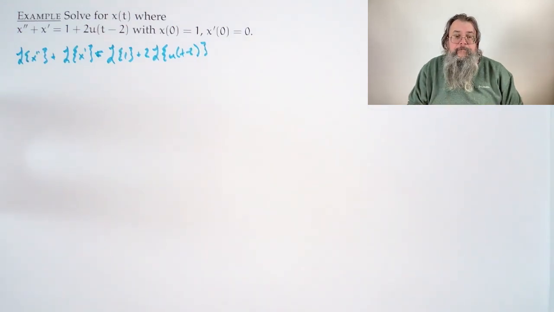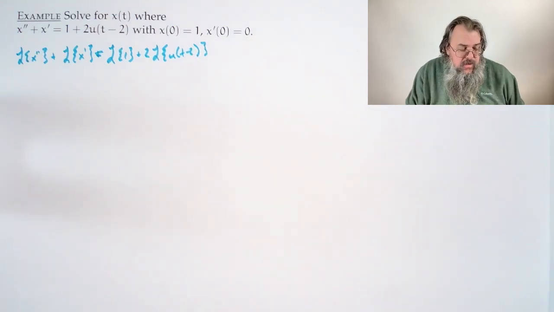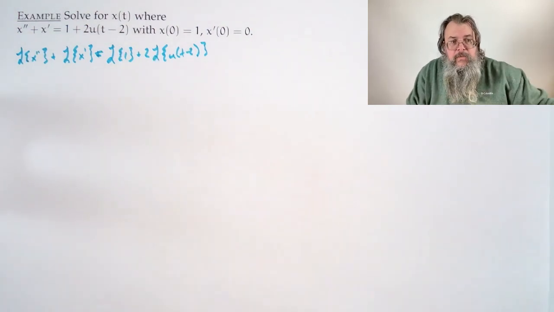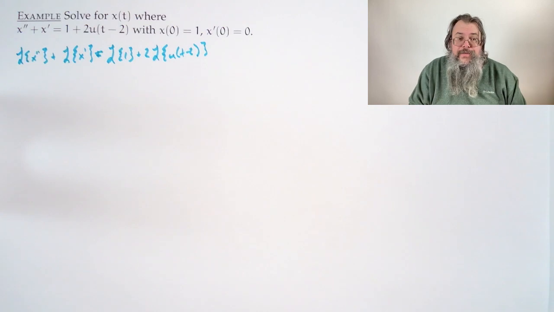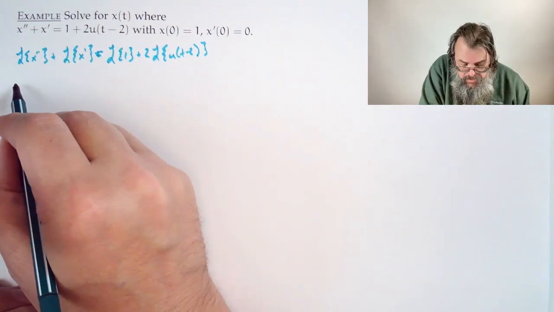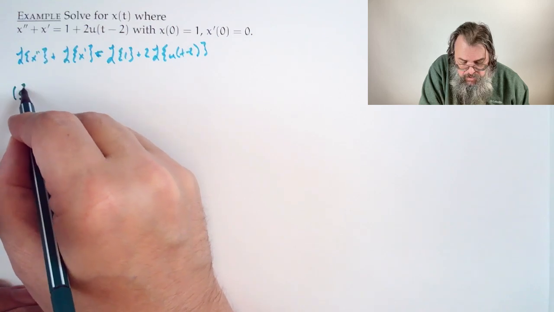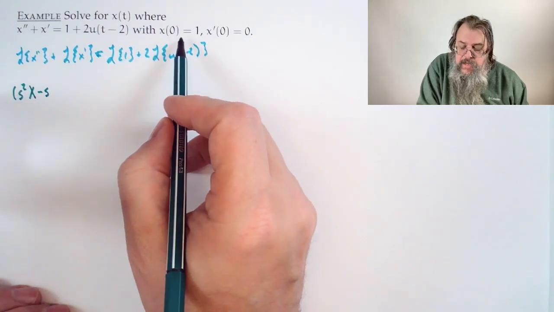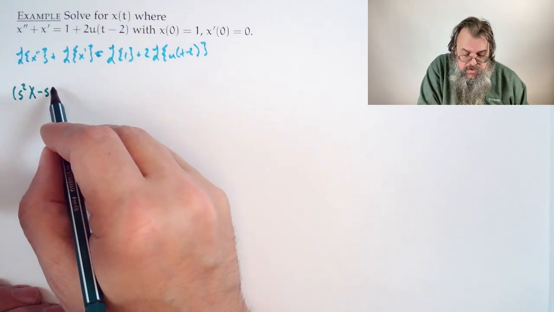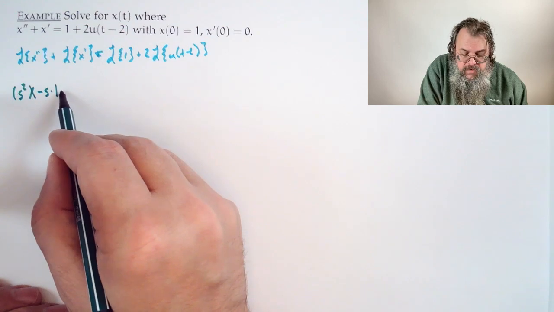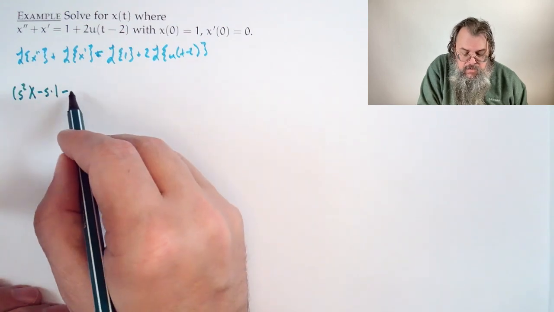All right, so let's go through and work on these terms one by one. Namely, we'll start with the Laplace transform of x double prime. Now that is equal to s squared capital X minus s times x of 0, which is 1, and then minus x prime of 0, which is 0.